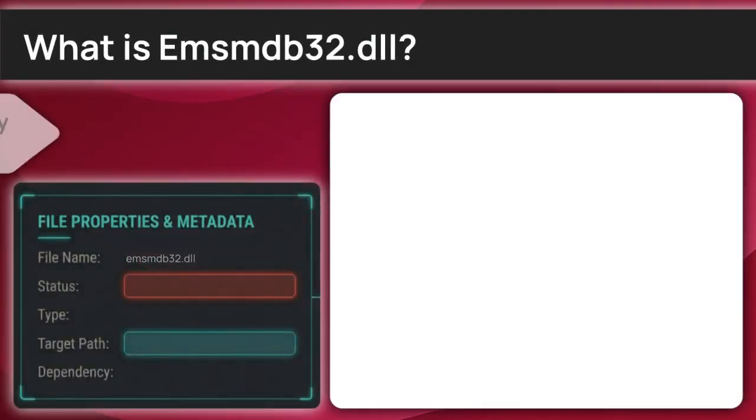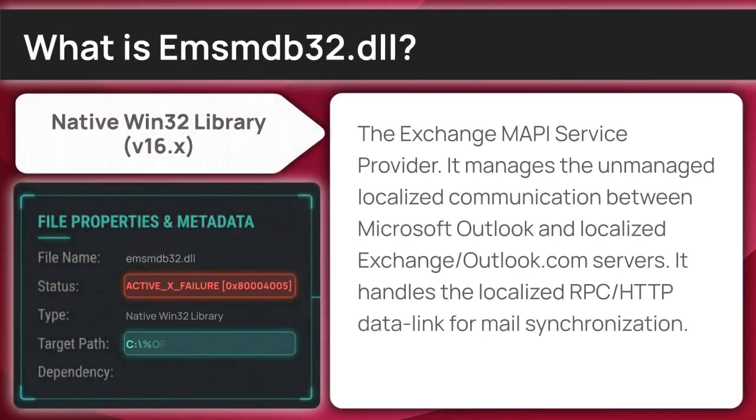This is the emsmdb32, the Exchange MAPI Service Provider. It manages the unmanaged localized communication between Microsoft Outlook and localized Exchange and Outlook.com servers. It handles the localized RPC and HTTP data link for mail synchronization.